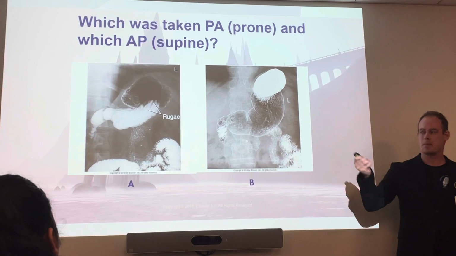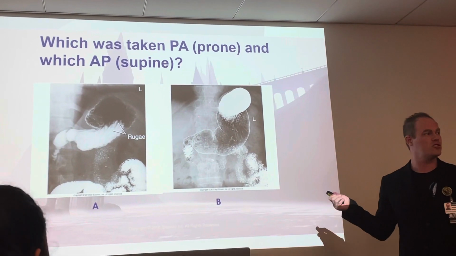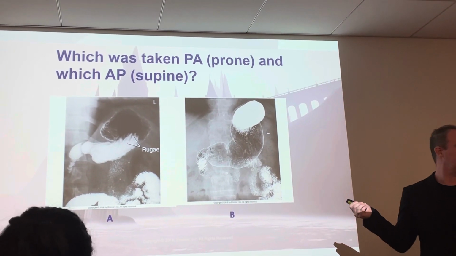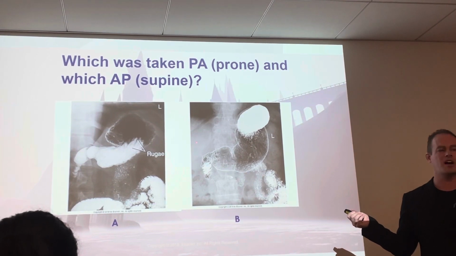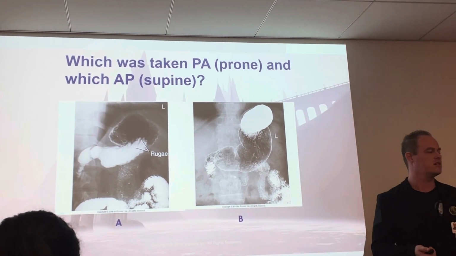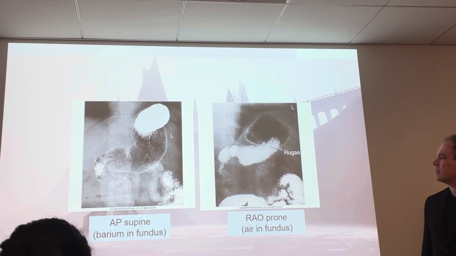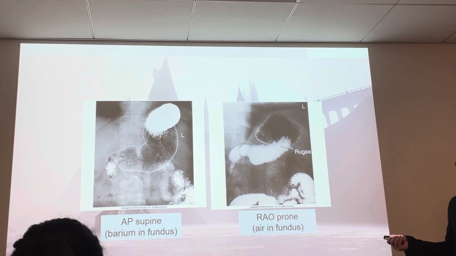Making sense? Now we know for sure this is a flat supine because if you look at the vertebrae, do we see Scotty dogs? Yes or no? We don't. If we saw Scotty dogs, we'd know it was one of the obliques. There we go. AP supine, barium in the fundus. REO prone, air in the fundus.